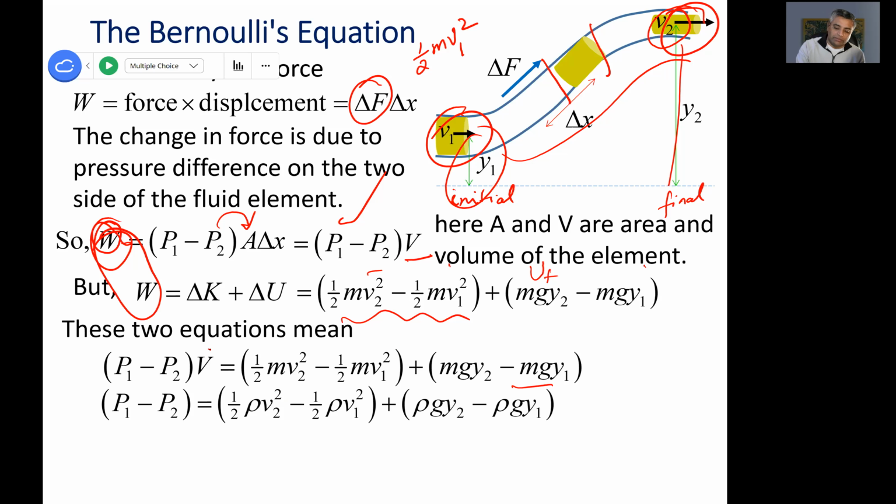So volume from this side is gone to this side and changed all masses to density. So half mv squared is kinetic energy. What is half rho v squared? We can say that's the kinetic energy density, okay? But don't worry about the term here, okay? So we are almost there.